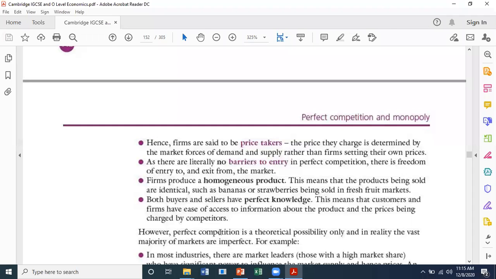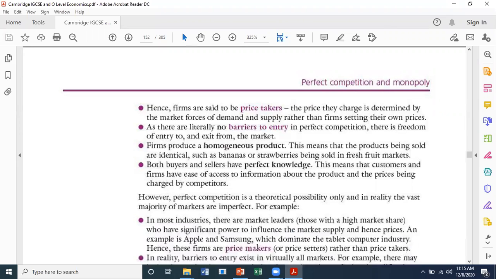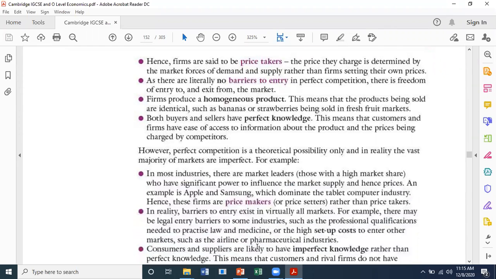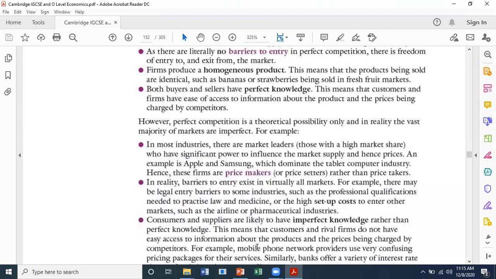However, perfect competition is a theoretical possibility only, and the reality in the vast majority of markets is imperfect. For example, most of the markets, other than the vegetable market or the sabzi mandi, are going to be the opposite of perfect competition. This is what we call imperfect competition.